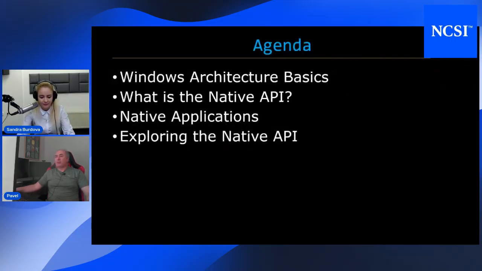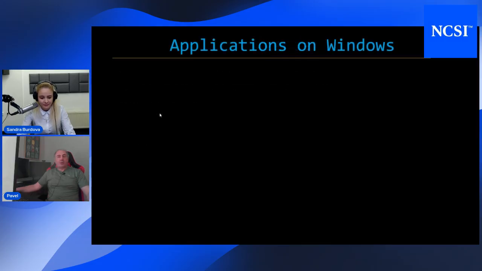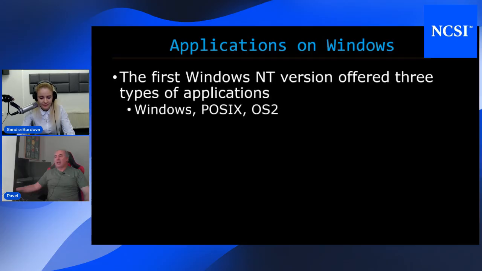So we'll start with the basics of Windows architecture and exactly what is a native API, what can we do with that. I'll talk about native applications, some of the capabilities of the native API. So when you look at applications on Windows, if I run something, say, like Explorer or a Notepad or anything like that, what is actually happening there?